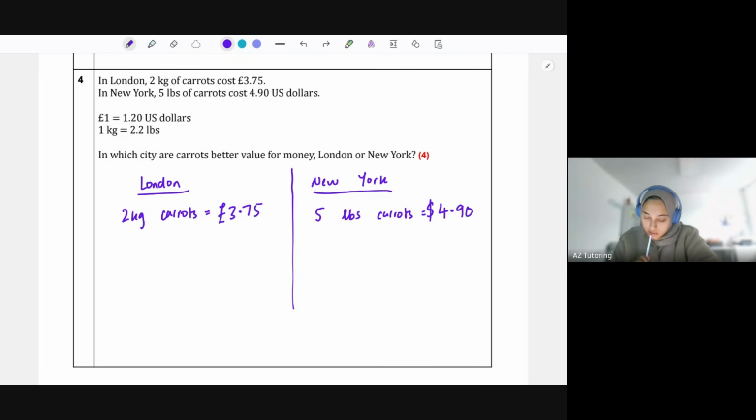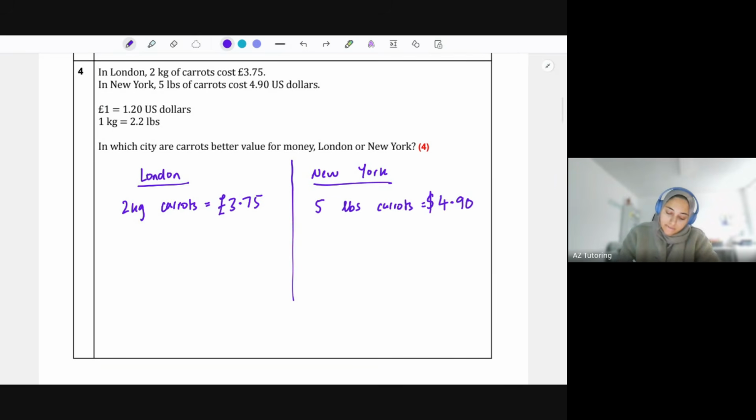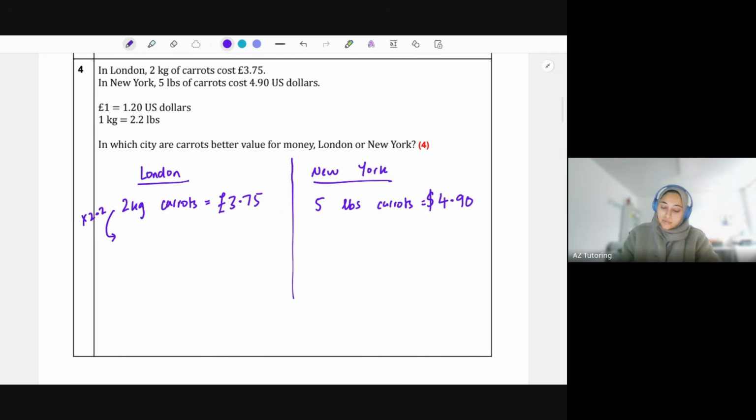Okay, so I think the best thing to do, since 1 kg is 2.2 pounds, I'm going to start off with that. So 2 kg, we know 1 kg is 2.2 pounds. So I'm going to times by 2.2, because 1 kg is 2.2 pounds. So I can times that by 2.2 to change this kg to pounds. So 2 times 2.2 is just 4.4. We've now changed that to pounds. I'm not going to write carrots again. It's just the weight. And that's £3.75.